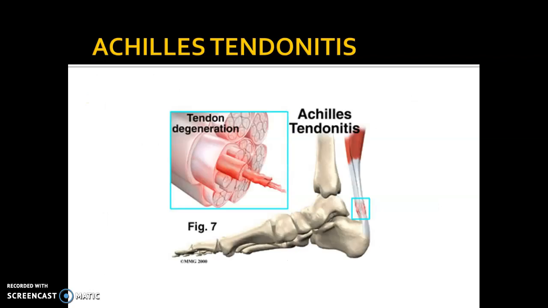This is an image here of what Achilles tendinitis looks like. Basically, over time, due to swelling, irritation, or tightness, the tendon is going to degenerate over time, so that looks like little bits of fraying or inflammation on the individual fibers, and that usually happens right at the base of the Achilles tendon, right where it is attaching to our calcaneus bone.